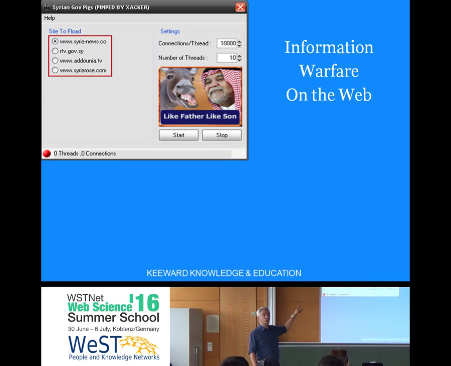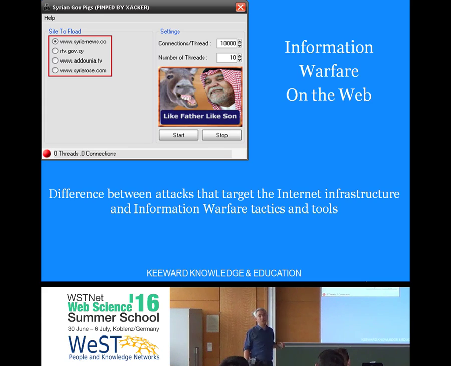And this is something that you could download from the Facebook page of the Syrian opposition, and you decide which website you want to flood with information. It's a little application, and it's funny because it was built by the Syrian government and made available, and the hackers from the Syrian opposition took it and turned it into exactly the same tool, but to attack and flood different websites. So you can find a lot of examples of this.